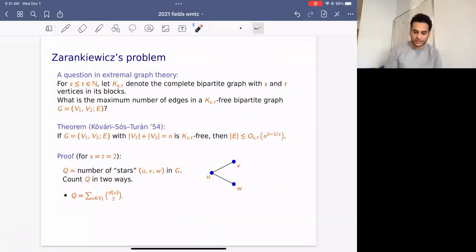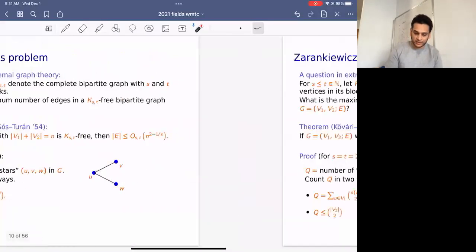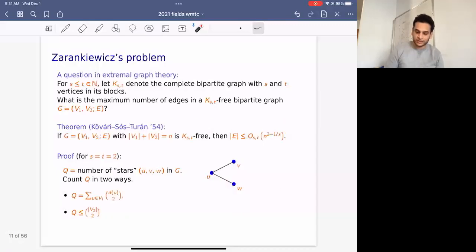The other way we count it is to look at the right side. An obvious upper bound is just the number of vertices on the right, choose 2. That's basically the proof. So this sum is at most |V2| choose 2. Then using Cauchy-Schwarz, you can get the bound. What's the bound in the 2 case? I get O(n^{3/2}).